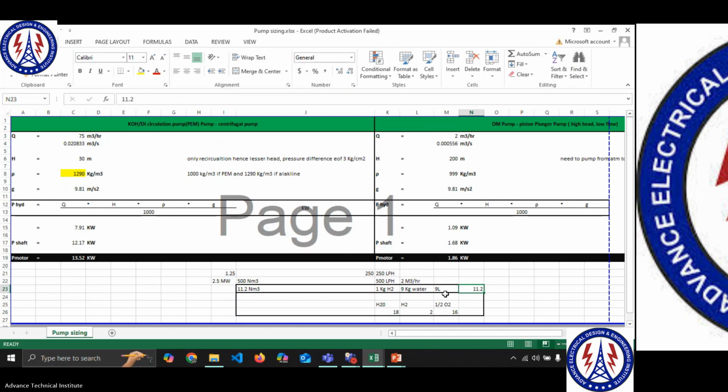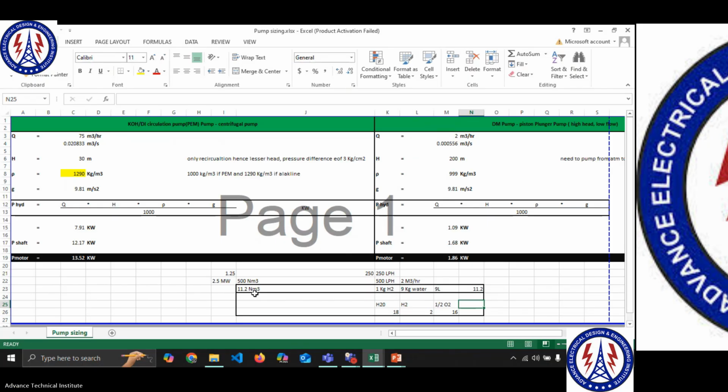To produce 1 kg of hydrogen or 11.2 Nm cube, when you typically go into a system, what happens is theory is not practice, right? There will be practical losses in the system. So what we take is for every Nm cube of hydrogen required, you need about 1 liter of water per hour. That is the water consumed, not the water flowing. You are breaking down water.